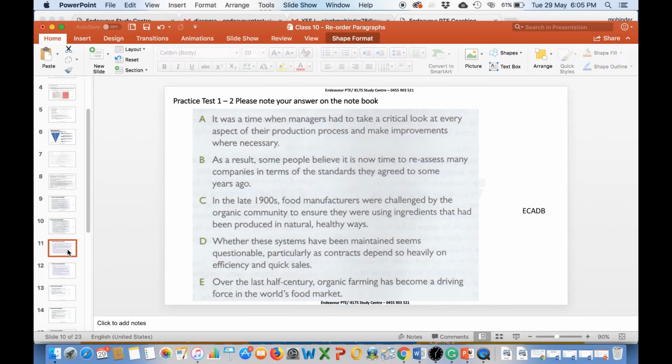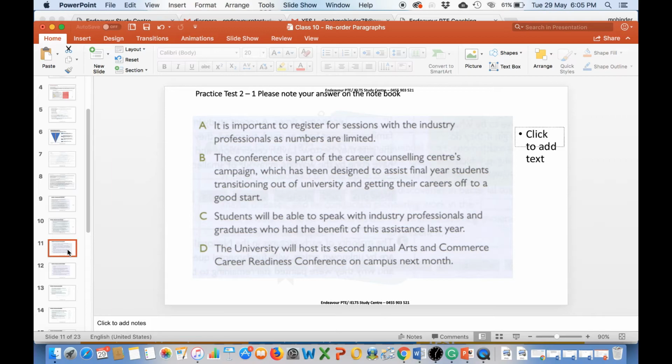Let's have a look at the next one. We're going to be very quick this time, right? It is important to register for the session with... we do not know what session they are talking of, so that's not my first one. The conference is a part of career counseling. We do not know which conference they are talking about here yet, because they are using the article, the specific article, "the conference".